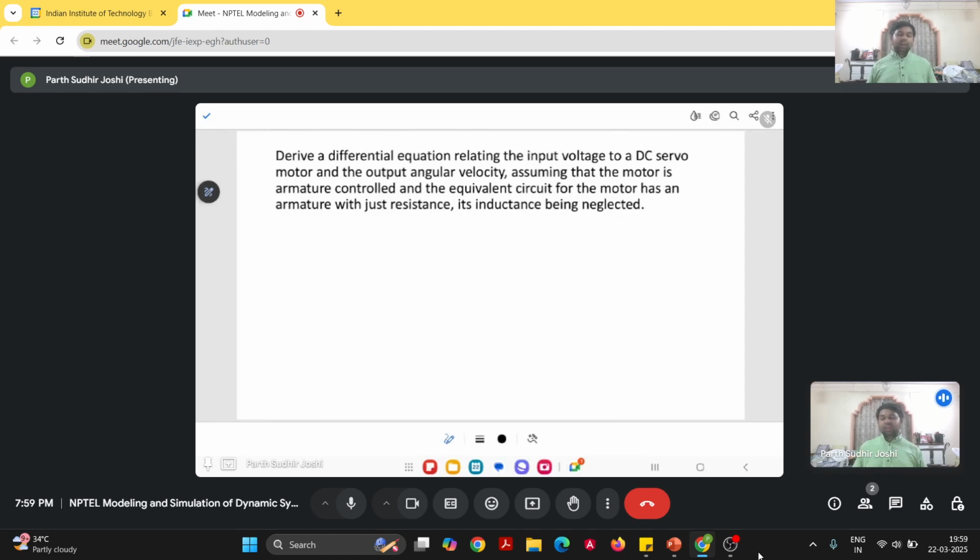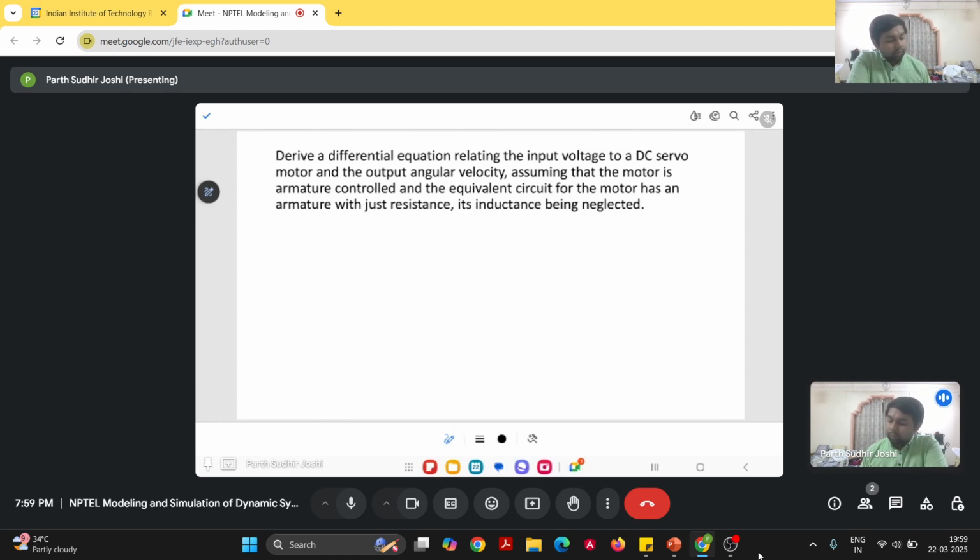So now in the next example, we have to derive a differential equation which relates the input voltage to a DC servo motor and the output angular velocity. So assuming that the motor is armature controlled and the equivalent circuit for the motor has an armature with just the resistance and its inductance can be neglected. So now how do we solve this problem?